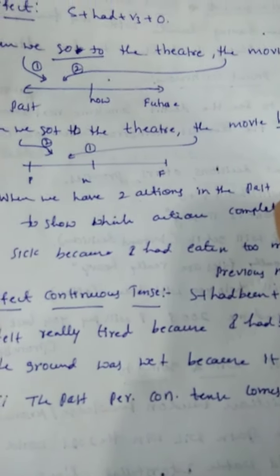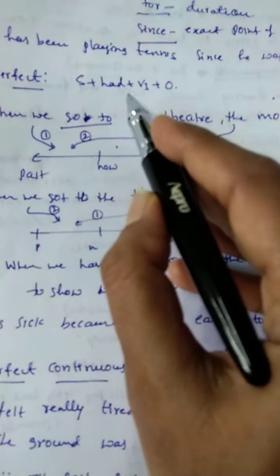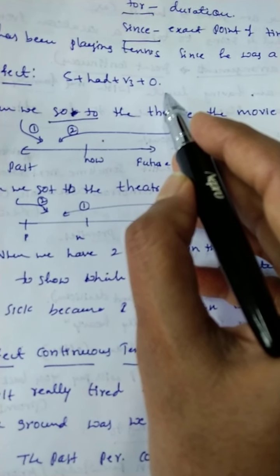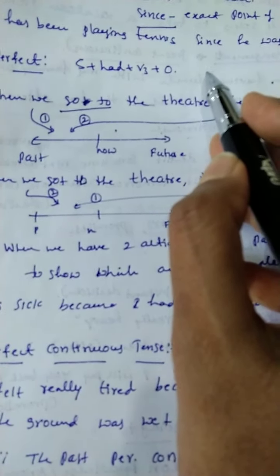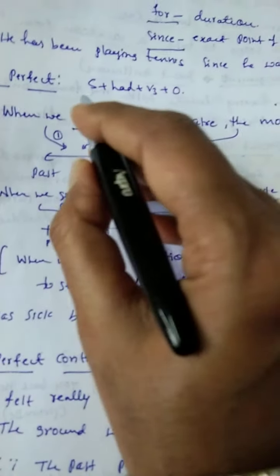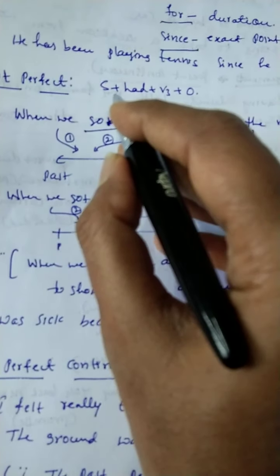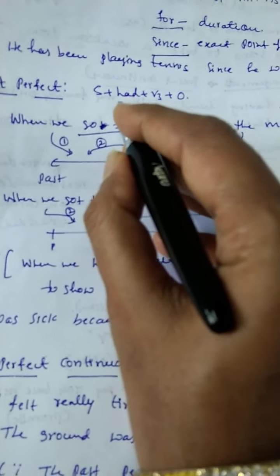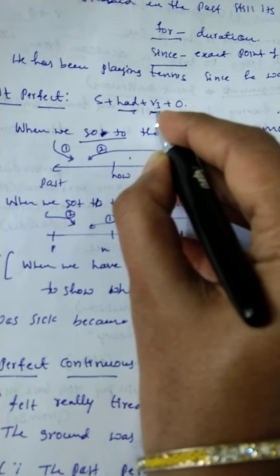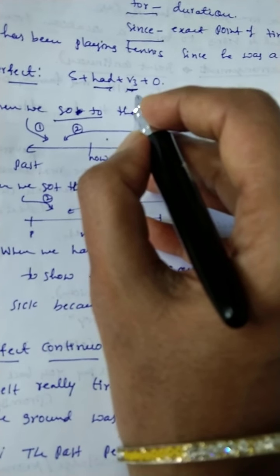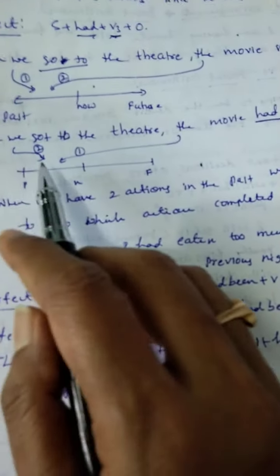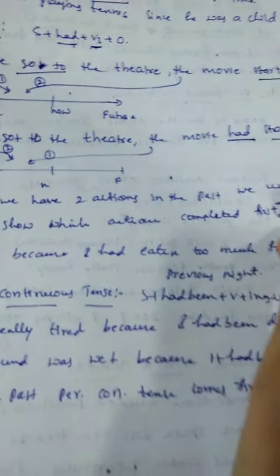Okay, the structure of the past perfect tense is subject plus had plus V3 form plus object. In present perfect we use has and have. In the past perfect, for both singular and plural, we use only had plus V3 form. As I told you, we use only the third form of the verb for the perfect. So here, when we go to the theater, the movie had started.